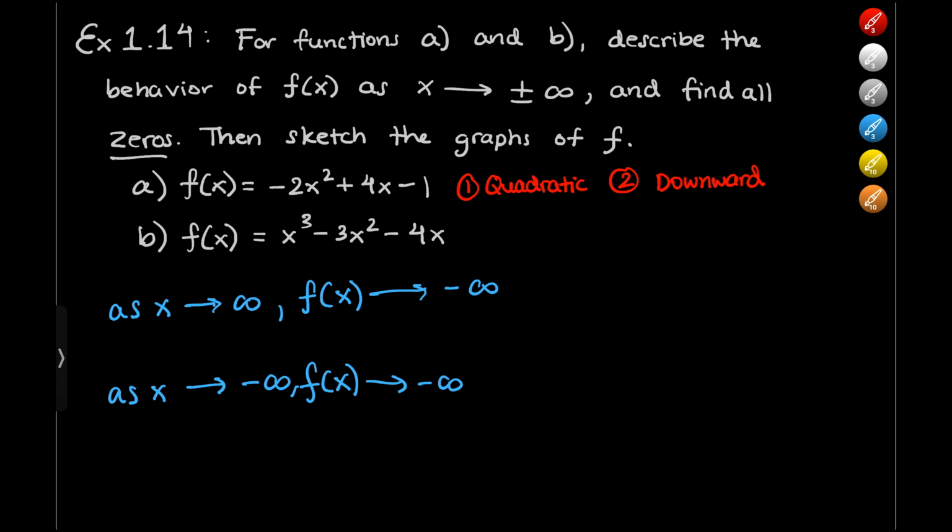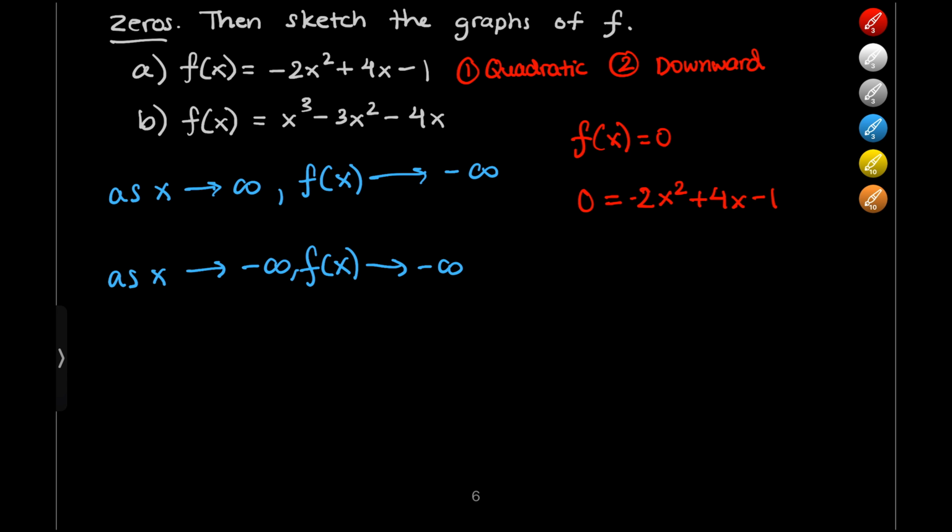Now let's solve for these zeros. We set f of x equal to 0, and it becomes 0 equals negative 2x squared plus 4x minus 1. We can't factor this, so we're going to have to use the quadratic formula. It's x equals negative b, so negative 4, plus or minus the square root of b squared, which is 16, minus 4, where a is negative 2 and c is negative 1, all over 2a.